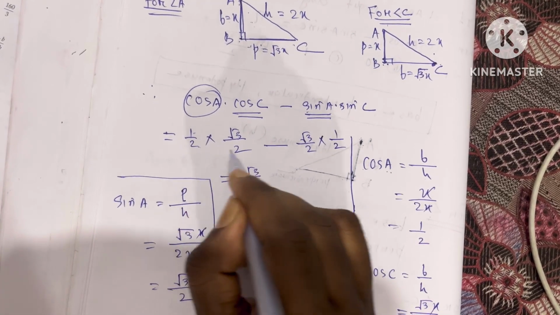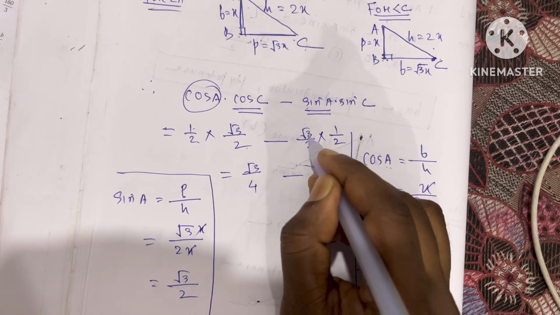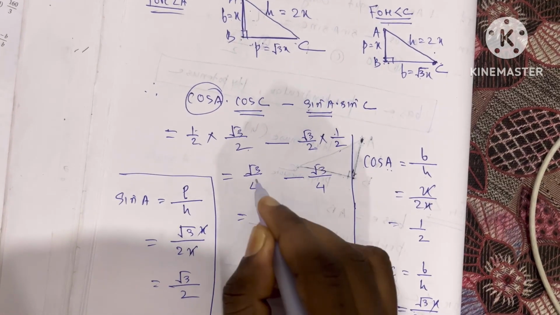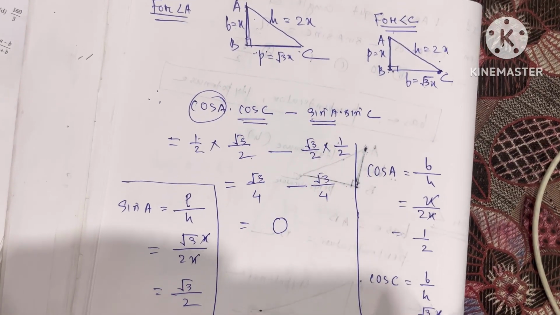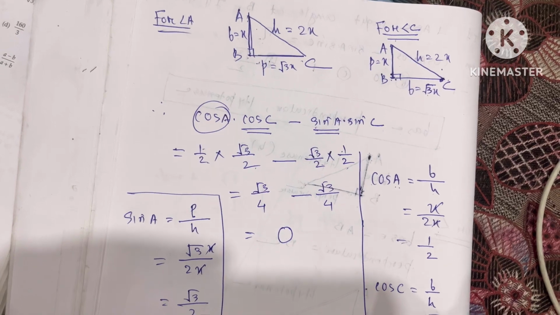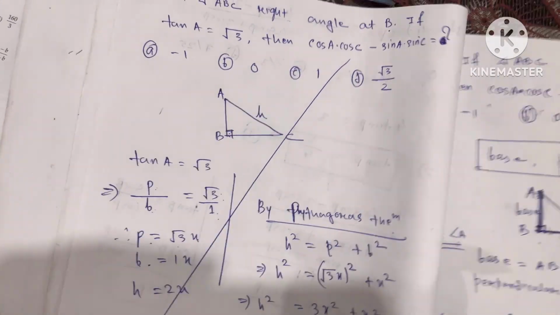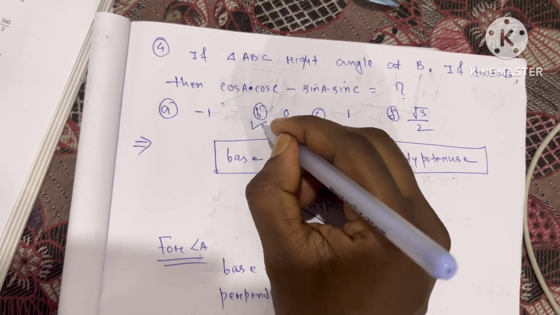Root 3 by 2 into 2 is equal to what? 4. And root 3 into 1 is equal to what? Root 3 by 2 into 2 is equal to 4. So root 3 by 4 minus root 3 by 4, the answer will be 0. So which option will be correct? Option B.